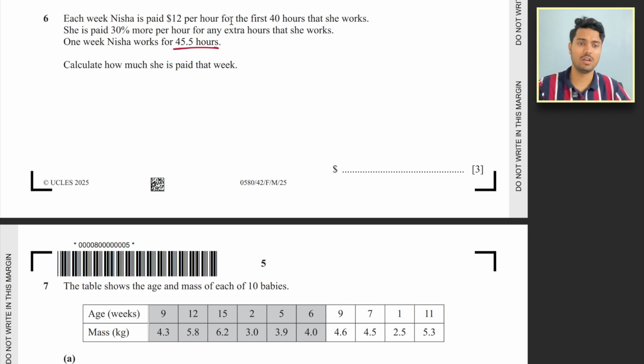So for the first 40 hours, she's going to be paid at the rate of $12 per hour. That means we can write 12 times 40. And additionally, she is going to be paid 30 percent more. So what's 30 percent of 12? Let's find 30 percent of 12. This cancels out.